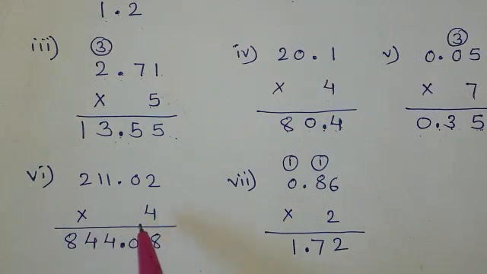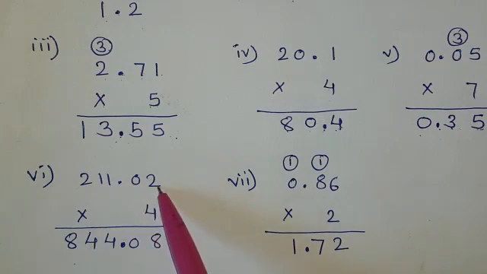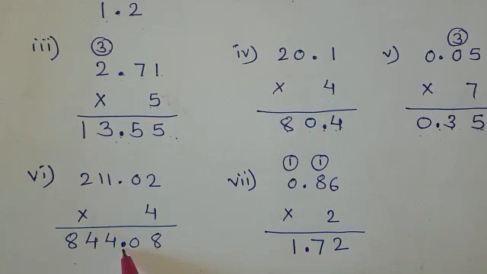Question number 6, 211.02 into 4. 4 twos are 8, 4 zeros are 0, 4 ones are 4, 4 ones are 4, 4 twos are 8. Now after the point there are two digits. So from the right side 1, 2, here your decimal point will come. So the final answer is 844.08.